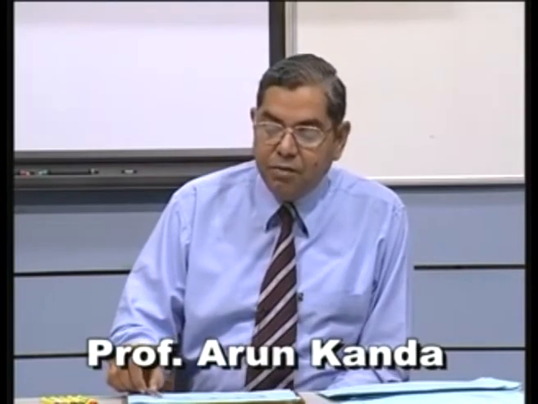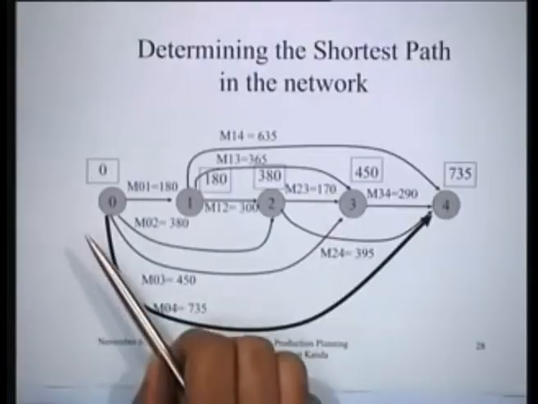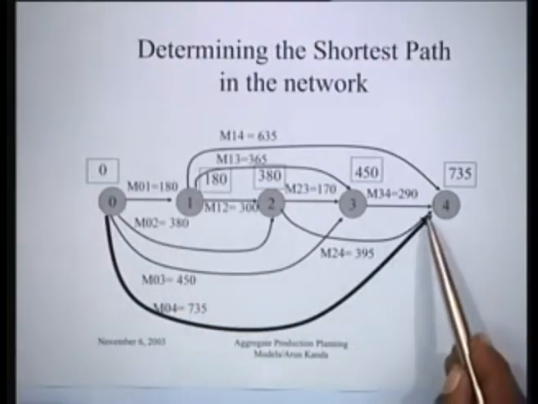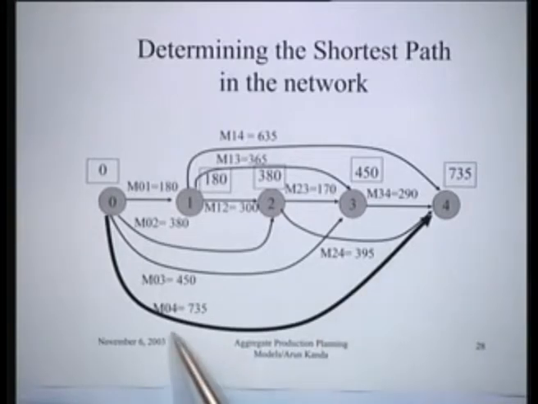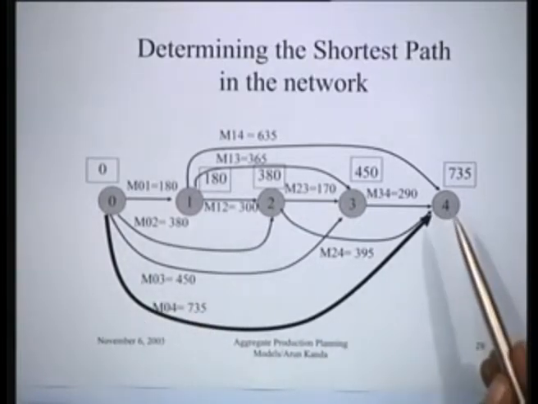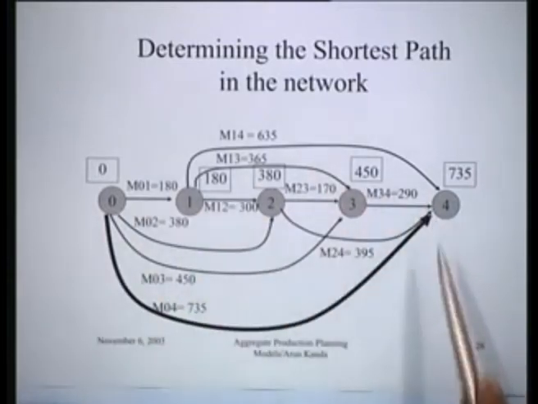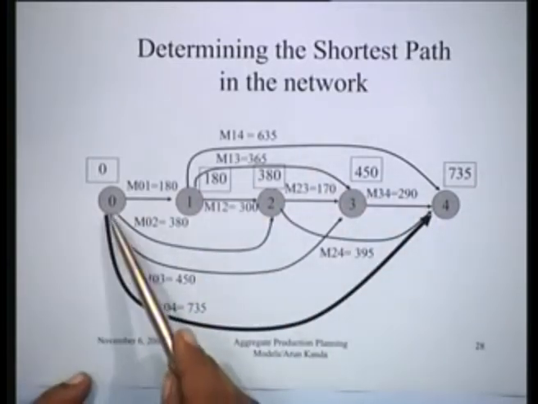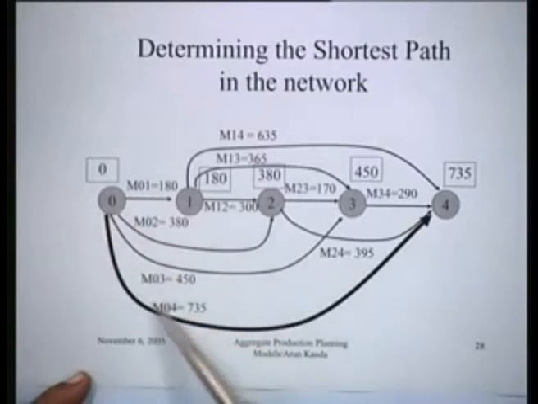and if you identify the path which led to the optimum, in this case this was the path shown in bold line which led to the optimum. This is the length of 735, it's there. So it shows clearly that in this particular network, the shortest path to go from node 0 to node 4 is this one, which has a length of 735. So this is the solution to the aggregate production planning problem for this particular situation.